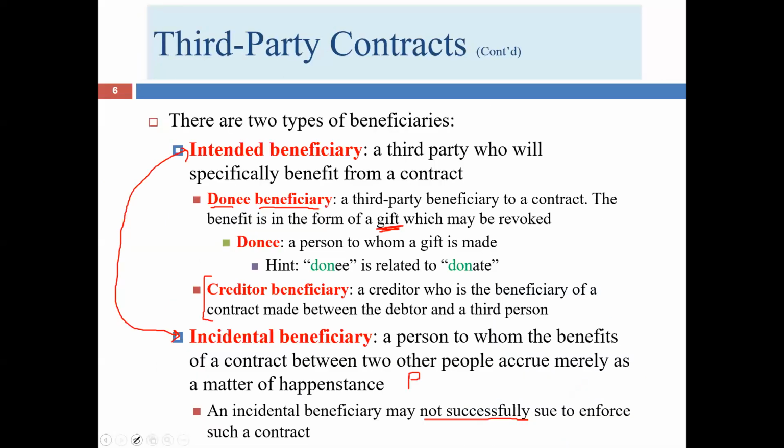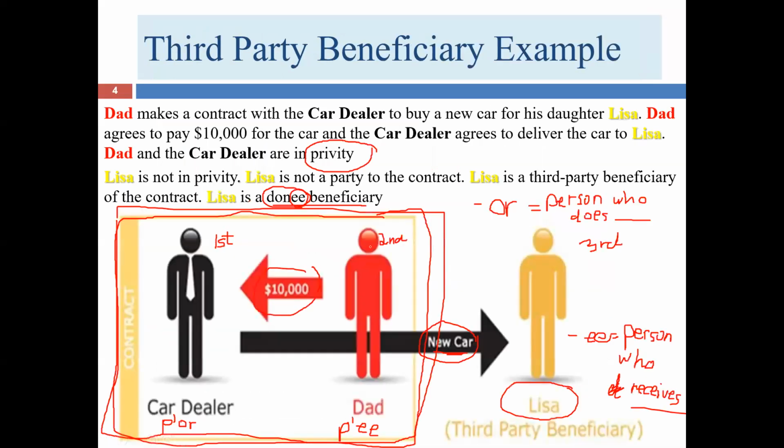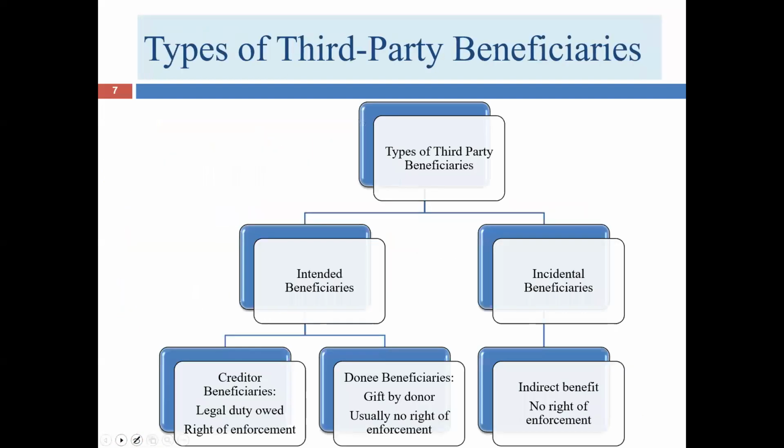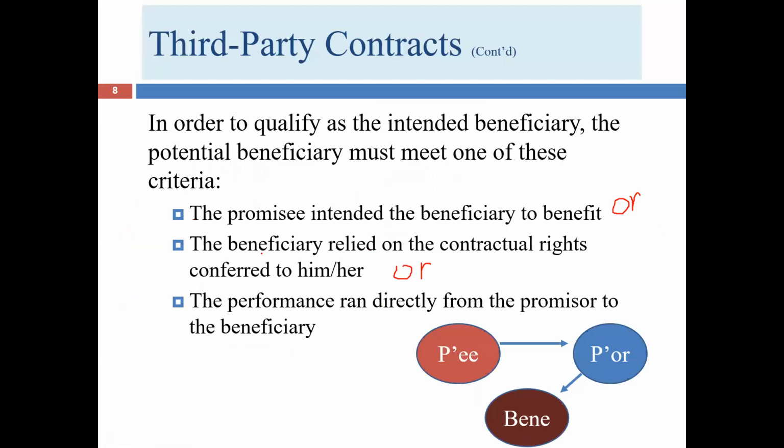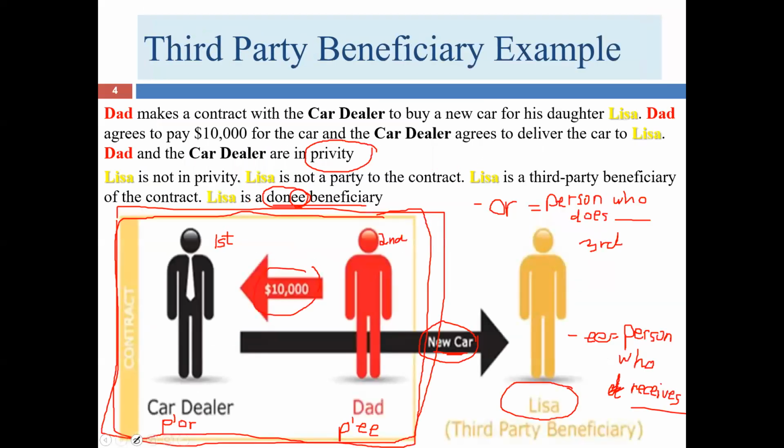Again, that would be Dad, the promisee, giving the $10,000 to the car dealership, who's promising to give the car to Lisa. Certainly Dad in this scenario meant for Lisa to get it, or the beneficiary relied upon the contractual rights conferred to him or her. Now, in my first version of this scenario, Lisa had no idea that this contract was even being entered into. Remember, Dad was going to surprise Lisa, but oftentimes that's not the way things are.